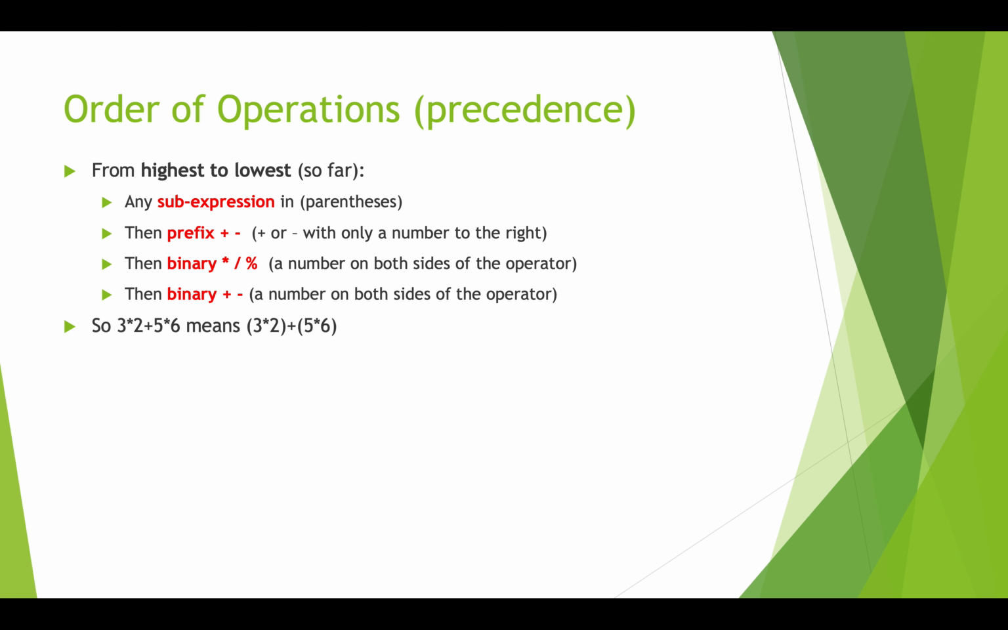Okay, so this means that 3 times 2 plus 5 times 6, we're going to do the multiplication first because it's higher precedence. So we're going to do 3 times 2, that'll be 6. We're going to do 5 times 6, that'll be 30. And then we'll add the 6 to the 30. So this will give us 36. And you can put these brackets in here. You don't need to, but they help with readability and they help make it clear what you're trying to do.